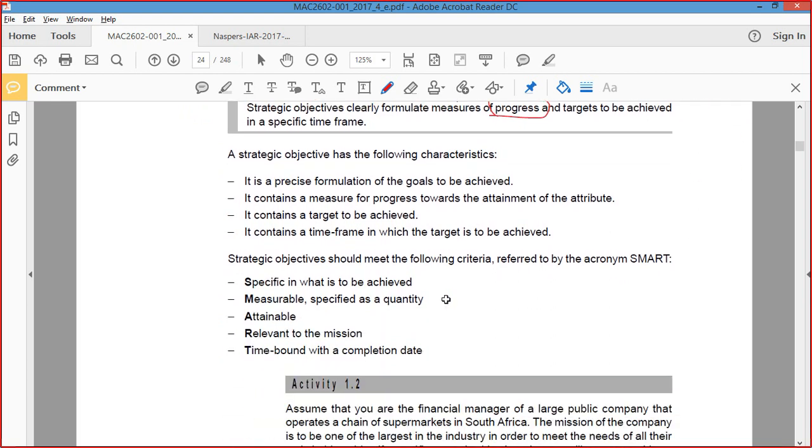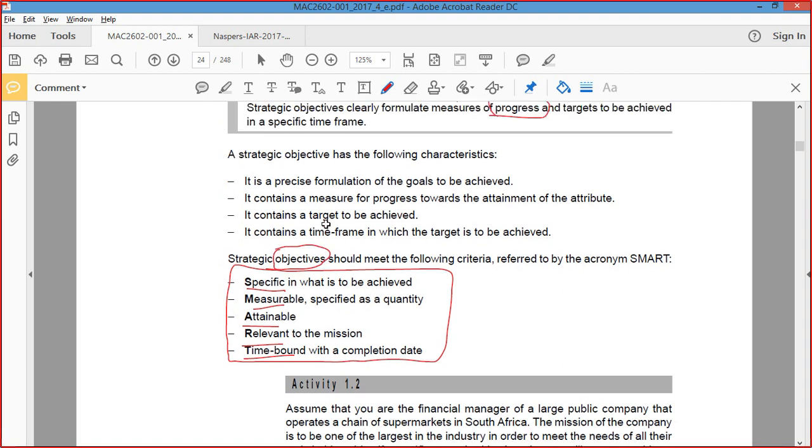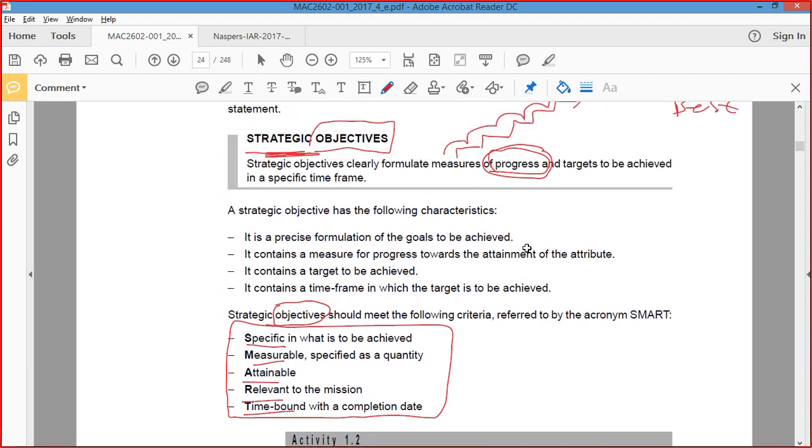Okay, so they talk about the SMART acronym. And this is quite interesting because SMART can be used in many areas, not only financial management or, in this case, management accounting, but it's looking at specific, in what is to be achieved, measurable, attainable, relevant, and time bound. Okay, so what are they looking at here? They're looking at the objective. Remember, the objective is the progress. What is it that we need to do? What is it that we need to achieve today, in terms of action?